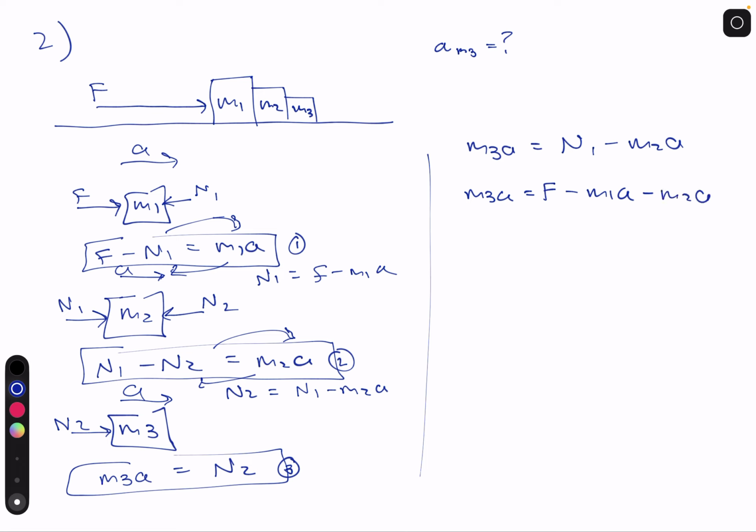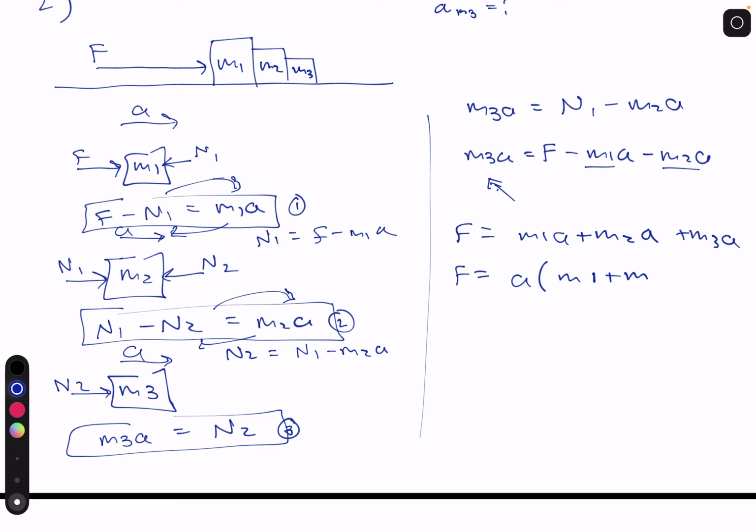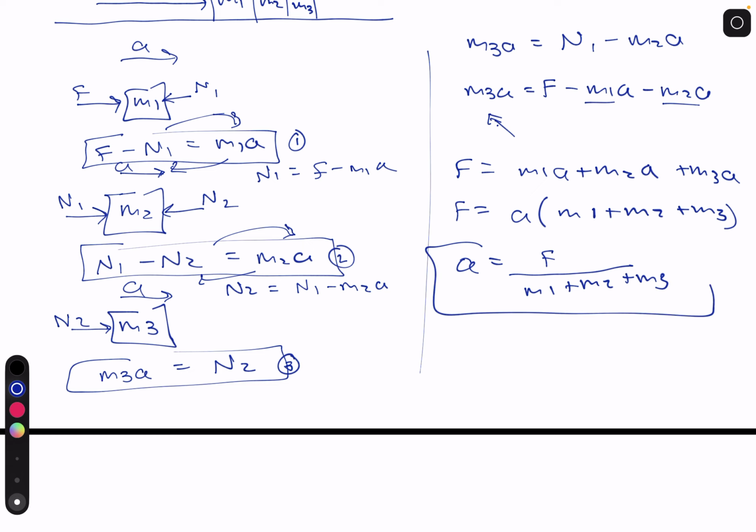So now we bring the M1A and M2A to this side. So that means F is equal to M1A plus M2A plus M3A. So F is equal to A in bracket M1 plus M2 plus M3. So that means acceleration of all of the blocks is equal to force upon M1 plus M2 plus M3, and this is the answer.